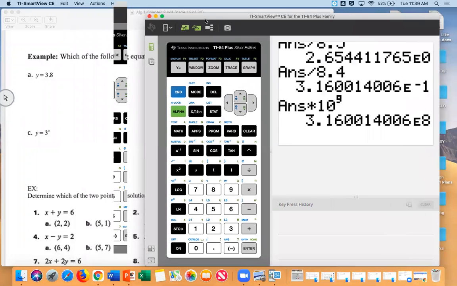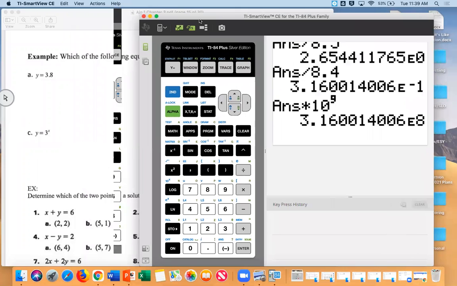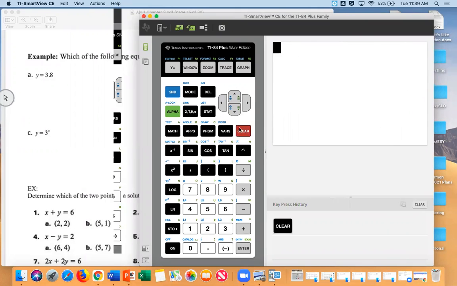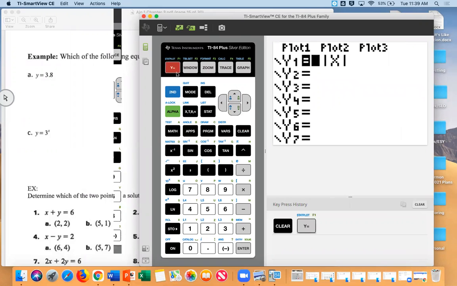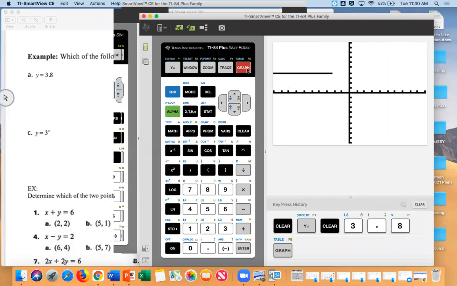Let's look at the first one. Is everybody looking at the first one? So this is a TI-84, and it's a very useful tool. What we can do is we come up here and we hit this button that says y equals. And if there's anything in your calculator, we're going to hit the clear button. Now, I'm going to type in 3.8, and I'm going to hit graph. Is that a line? Yes or no? Yes. So everybody for A, write linear.